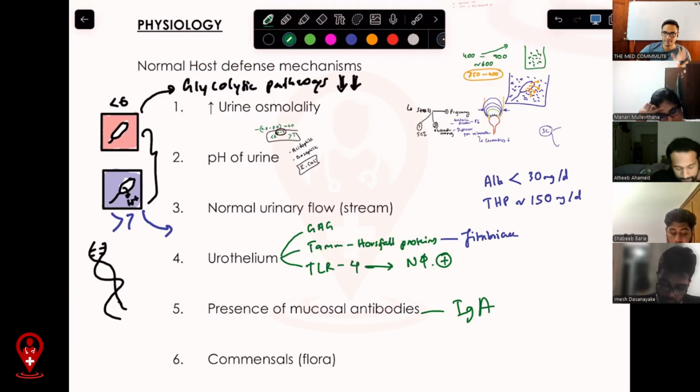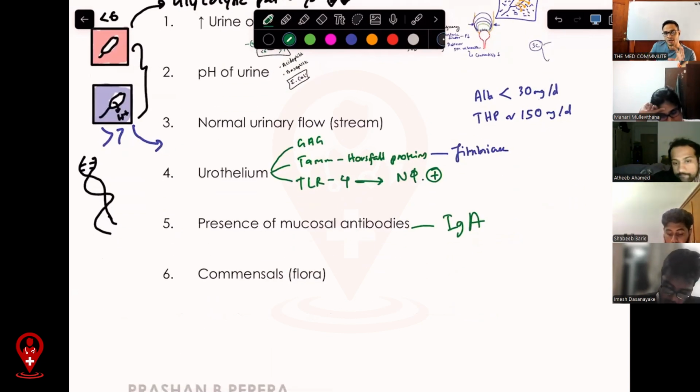So that is another defense mechanism that we have. Then, guys, these commensals. What are commensals? These are organisms that are present and they are working with us. They are not trying to attack us. But there are conditions where commensals or this flora can become pathogenic.